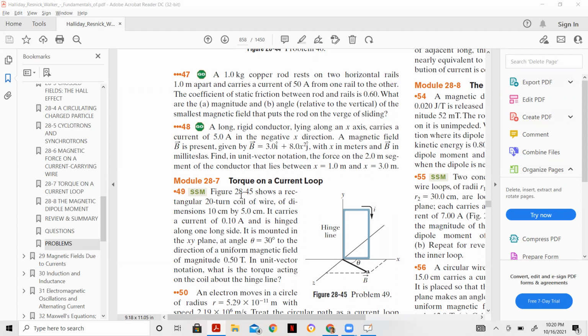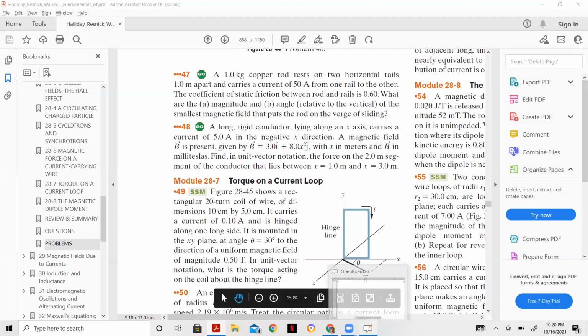Question reads, figure 28.45, this is the concerned figure, shows a rectangular 20-turn coil of wire of dimensions 10 centimeter by 5 centimeter. It carries a current of 0.1 ampere and is hinged along one long side. It is mounted in the XY plane at angle theta equal to 30° to the direction of a uniform magnetic field of magnitude 0.5 Tesla. In unit vector notation, what is the torque acting on the coil about the hinge line?